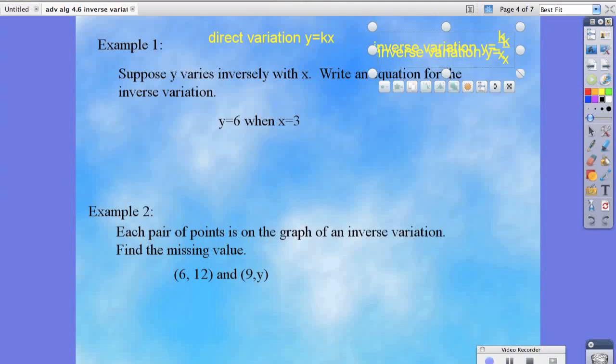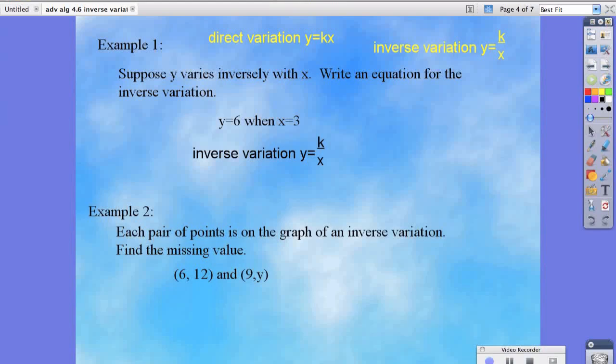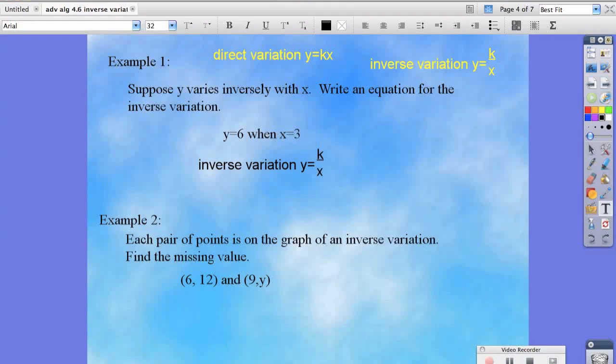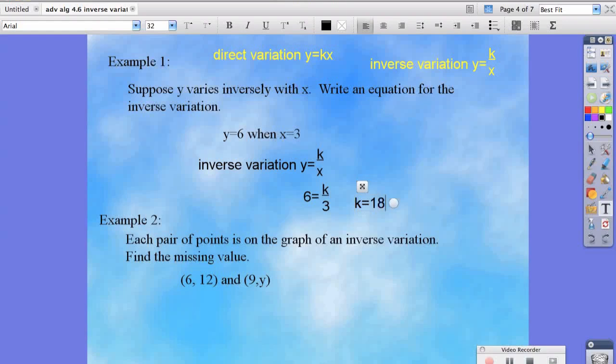Once we have that, drag it right down here. Let's change the color really quick. We know what y is, we know what x is. Therefore, we can just substitute those values in. We get 6 equals k divided by 3, because our 3 is the same as our x value, or we're substituting that in for our x value. And there's our formula. This would be a good time for you to figure out that k is equal to 18. Therefore, that's our constant of variation.